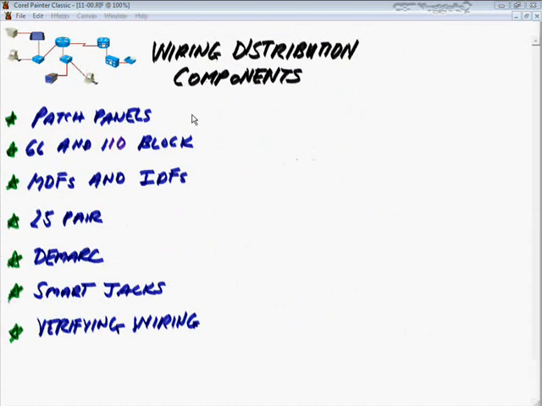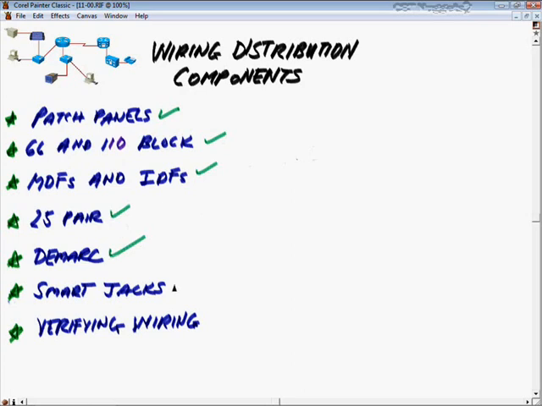Well, in this nugget on wiring distribution components, we covered several key knowledge areas. We talked about patch panels, revisited where patch panels sit in the network infrastructure, looked at the 66 block and the 110 block and talked about their purposes. We defined MDFs and IDFs, also gave you a look at the 25 pair, talked about the demarcation point or demarc, and how smart jacks relate to that. And then finally, the importance of being able to verify your wiring from the demarcation point at your perimeter all the way through your network infrastructure to that end user workstation or laptop.